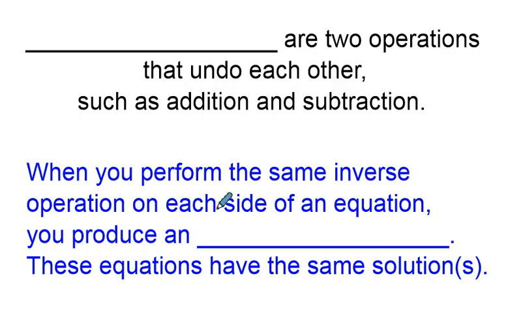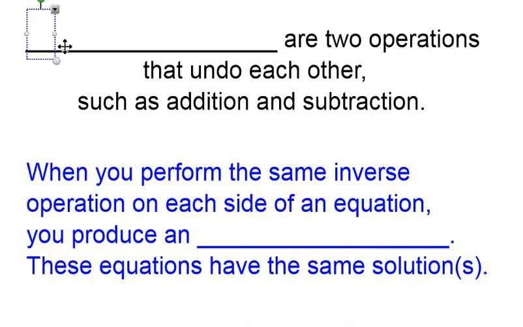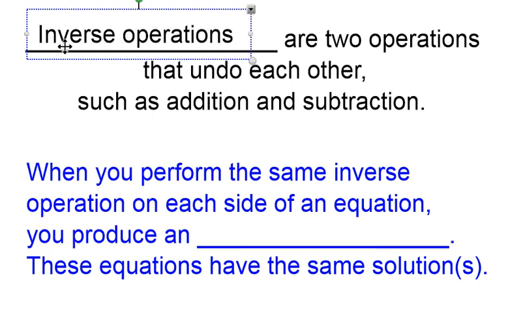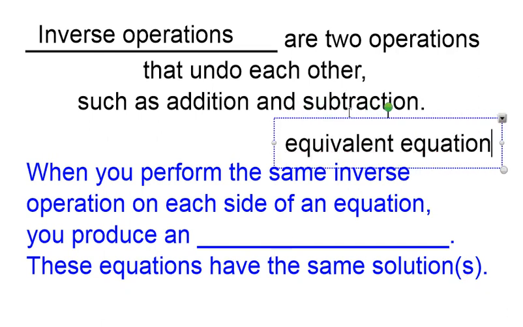So this first slide here has two fill-in-the-blank problems. It says two operations that undo each other, such as addition and subtraction. These operations are known as inverse operations. So inverse operations are operations that undo each other. Next, we have when you perform the same inverse operation on each side of an equation, you produce, and the answer here is equivalent equation.